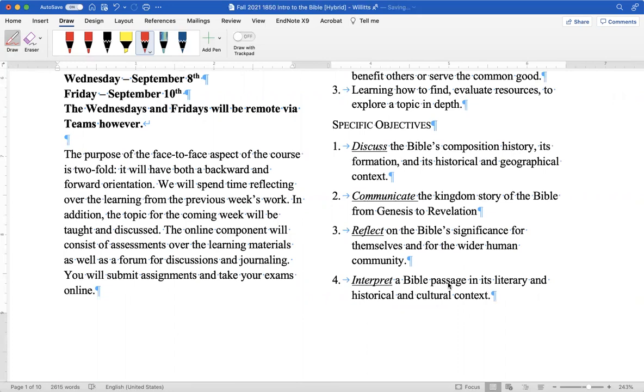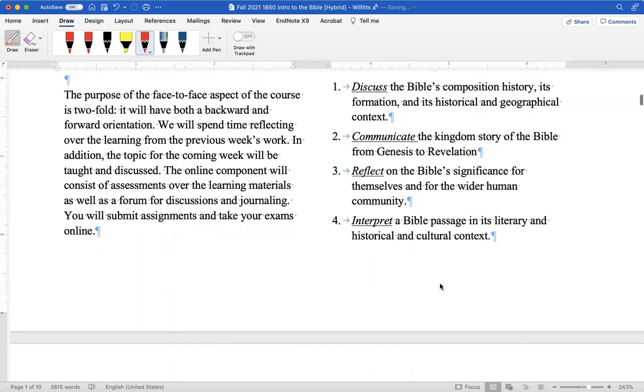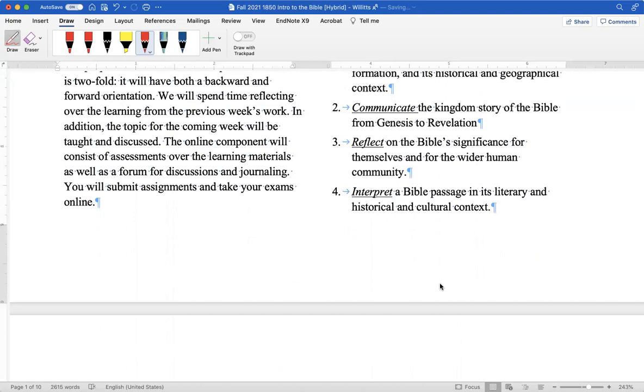So you'll be able to discuss the Bible's composition history, its formation, its history, its geography, its literary context. You'll know something about the Bible as an artifact. You'll be able to communicate the kingship story of the Bible from Genesis to Revelation. You will reflect on the Bible's significance for yourself. Again, whether you're a Christian or not, what is its significance to you, and as well to the wider human community. You'll interpret a Bible passage, actually 5, in their literary and historical cultural contexts.